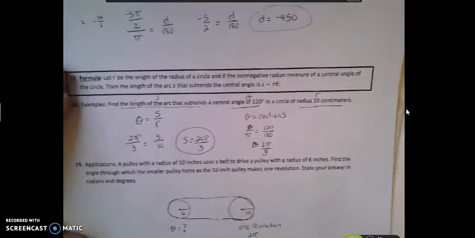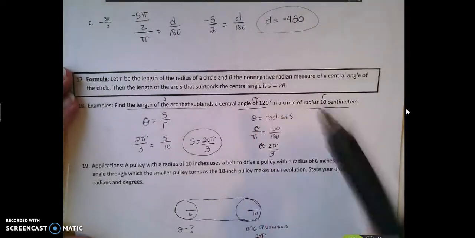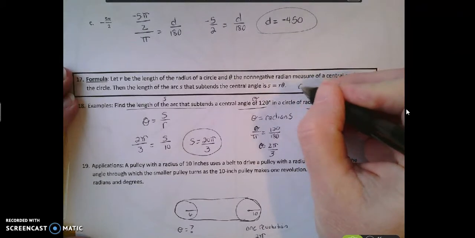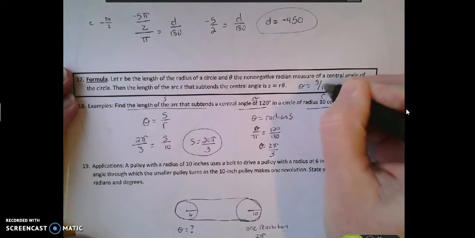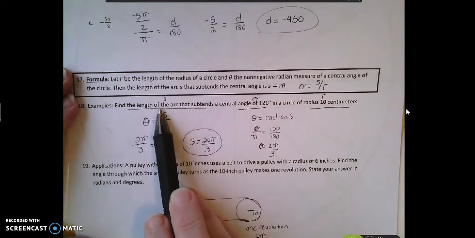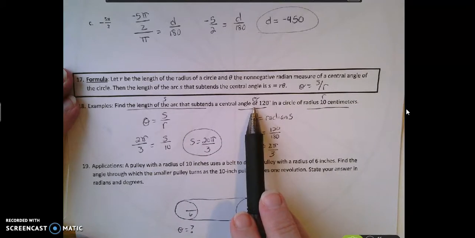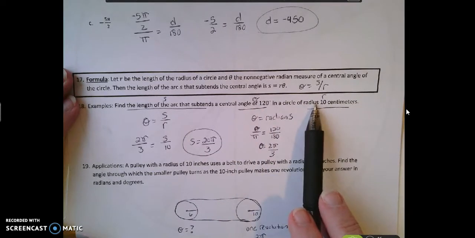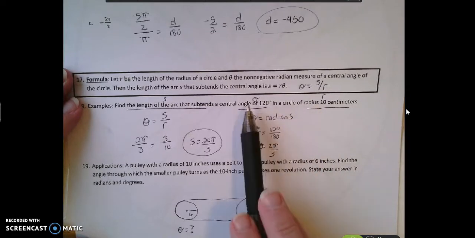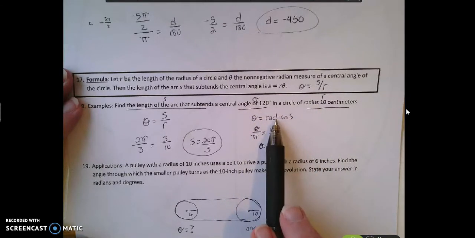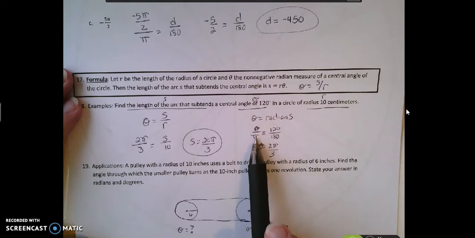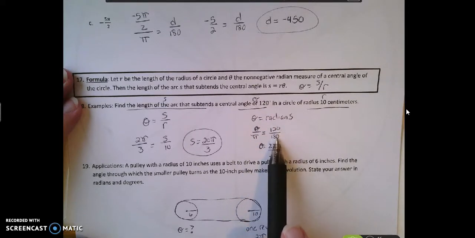Then here I have two examples of word problems that involve using that formula. This is written a little bit differently: theta equals S over R. S in this case is the length of the subtended arc, that's what we're looking for. Theta is the measure of the angle, and R is the radius of the circle. In this case, theta has to be in radians, so we need to convert it to radians. So we've got theta over pi equals 120 over 180.